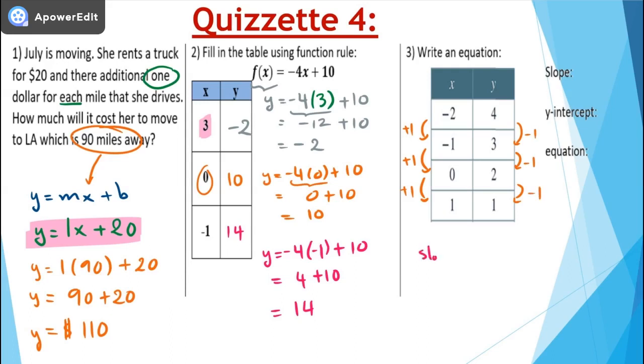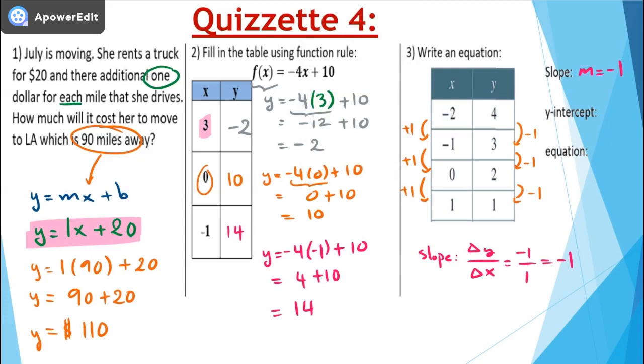So slope is the change in y over change in x. In this case, change in y is negative 1 and change in x is 1. So that will be negative 1. So slope m is negative 1.